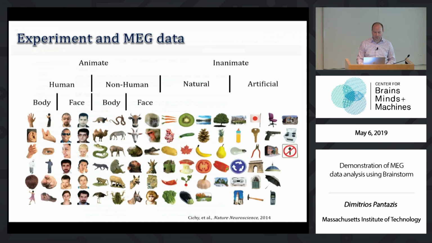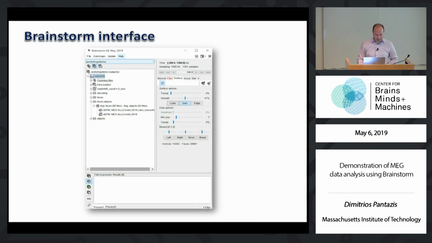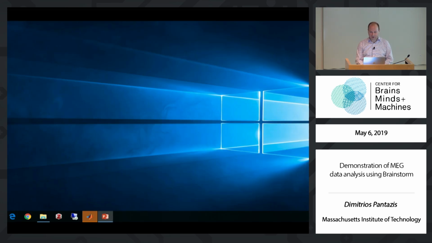The data that I will use are from a study that displayed these visual stimuli multiple times to participants. And today I will focus on these stimuli, so we can extract a contrast of faces versus objects and hopefully see some face fusiform activity as one would expect. And let me switch to the software.